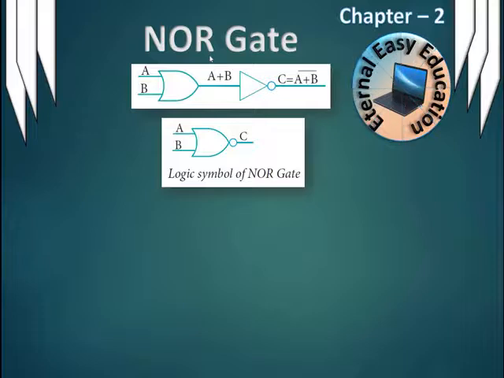Same like that, the NOR gate is the reverse of the OR gate. OR means A plus B, so the reverse is A plus B with an overline or a single apostrophe. This is the circuit and this is the symbol. The OR gate is followed by a small circle, which is called a bubble.